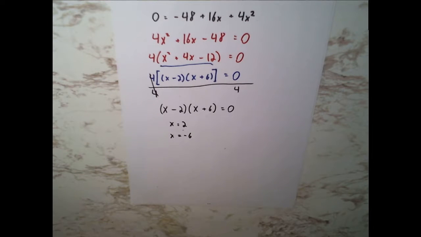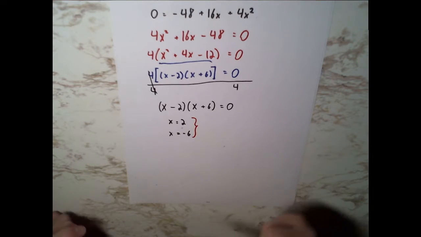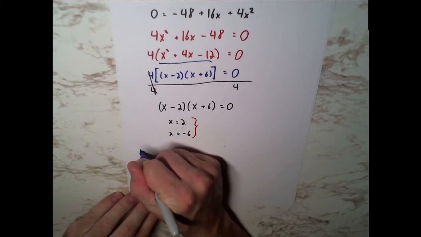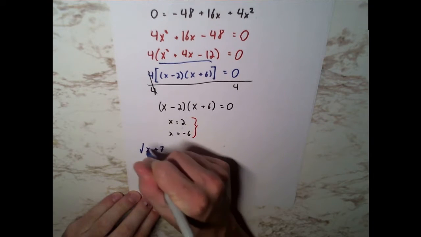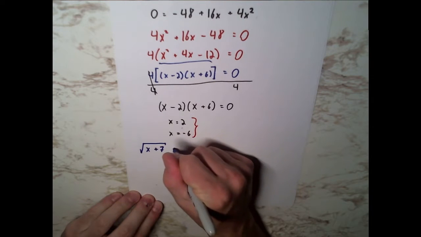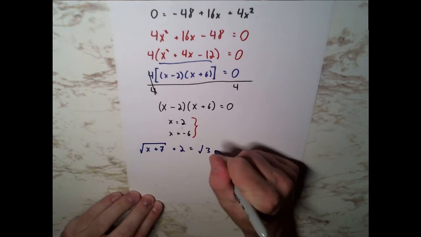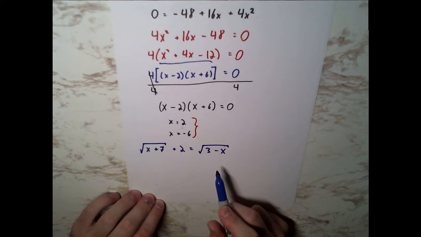So like I've mentioned in earlier videos, once we have our two solutions, it's very important to plug these back into the original equation, because sometimes you end up with solutions that don't work out. So just a reminder, our original equation was square root of x plus 7 plus 2 equals square root of 3 minus x. So this is our original equation.